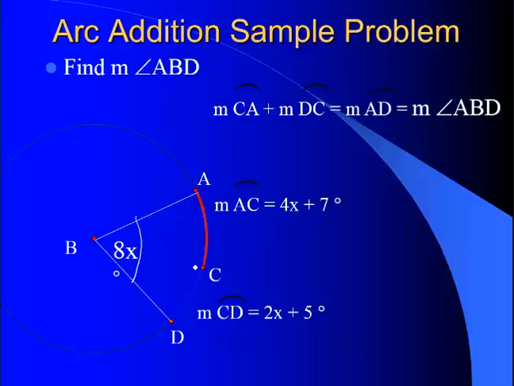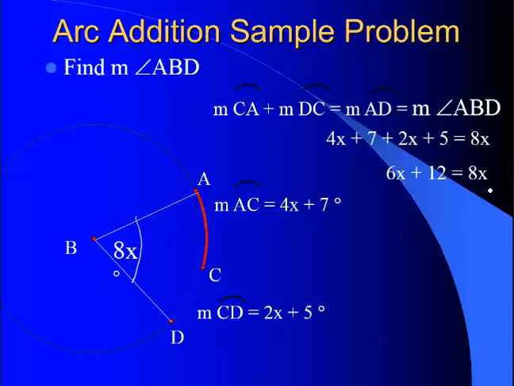Okay, here's the measure of AC plus the measure of DC is going to equal the whole thing, AD. And that whole arc is going to be equal to our central angle measure. So let's plug in what we know. We plug in the parts. The two arcs, 4x plus 7 comes from here, 2x plus 5 comes from here. Together they're going to equal the central angle, which is 8x.